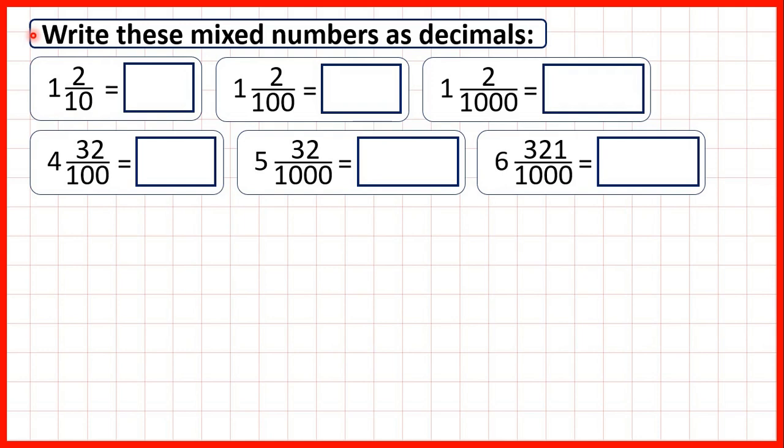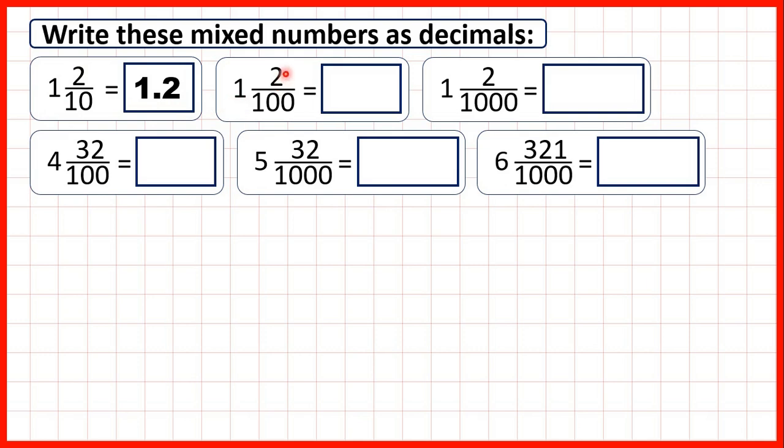We need to write these mixed numbers as decimals. First, we have 1 and 2 tenths. That's 1.2 because the digit before the decimal point is the ones digit, so it tells us how many wholes we have, and the digit after the decimal point is the tenths digit, and we have 2 tenths.